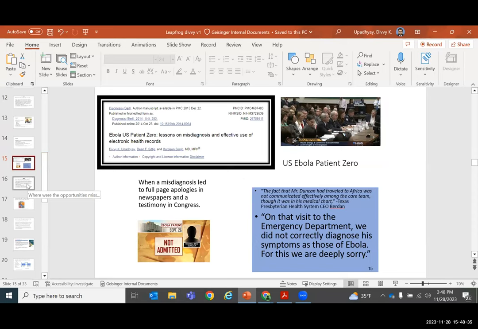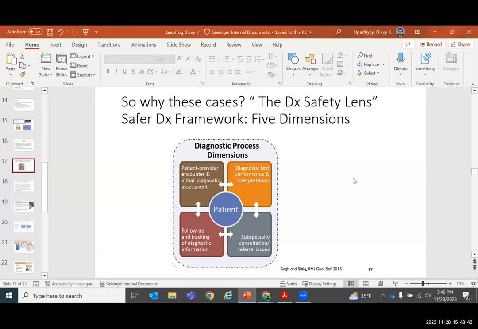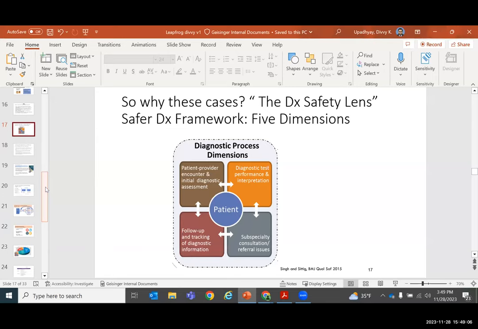Again, all of these examples are to help you think. So why these cases, right? If you apply a diagnostic safety lens and reconsider how we look at the diagnostic process, it can help us understand better the nature of some errors or missed opportunities that we often encounter that lead to missed or delayed diagnosis. So these are those five categories that my intention was that all of you just do this very basic minimal exercise. You have the patient provider encounter, then you have the world of diagnostic test performance, you have referrals, and then you have follow-up of those results. And then in the center of all of this, you have the patient.